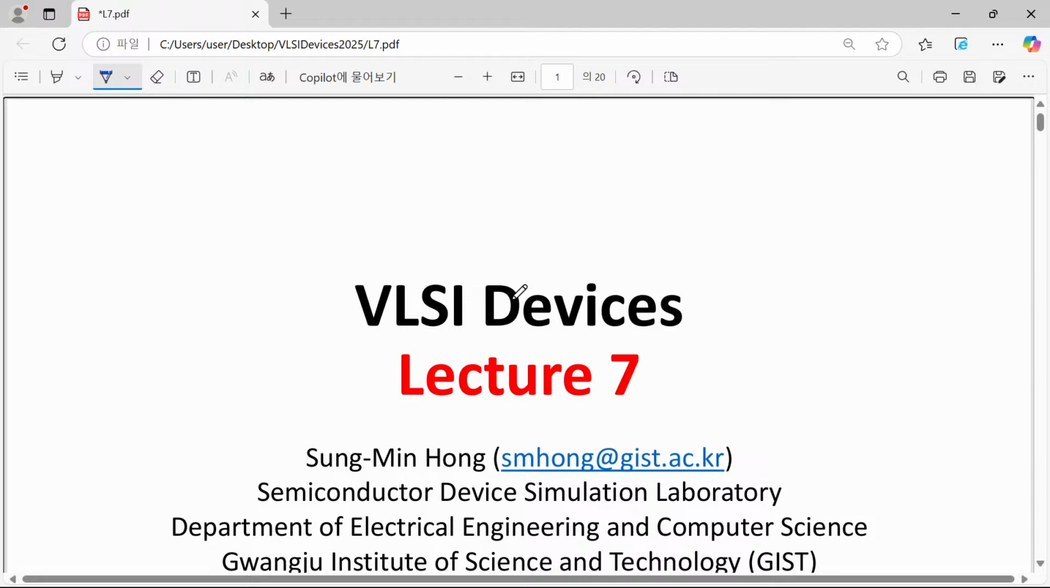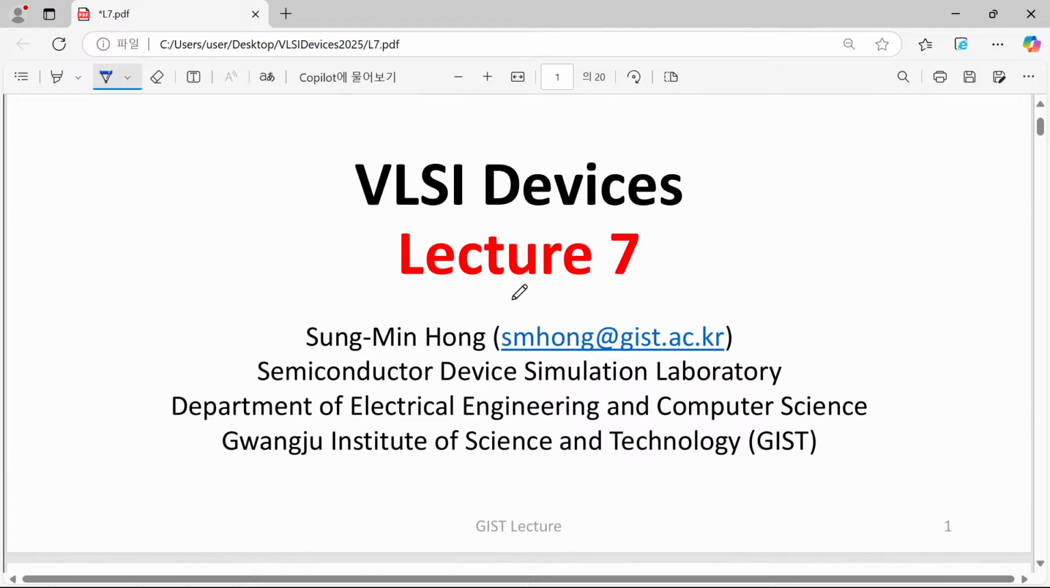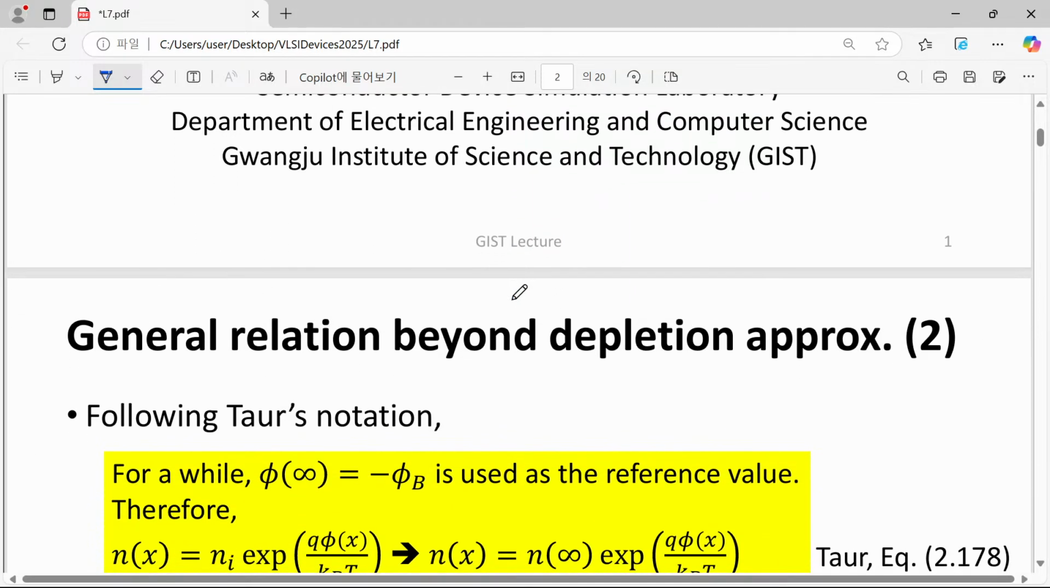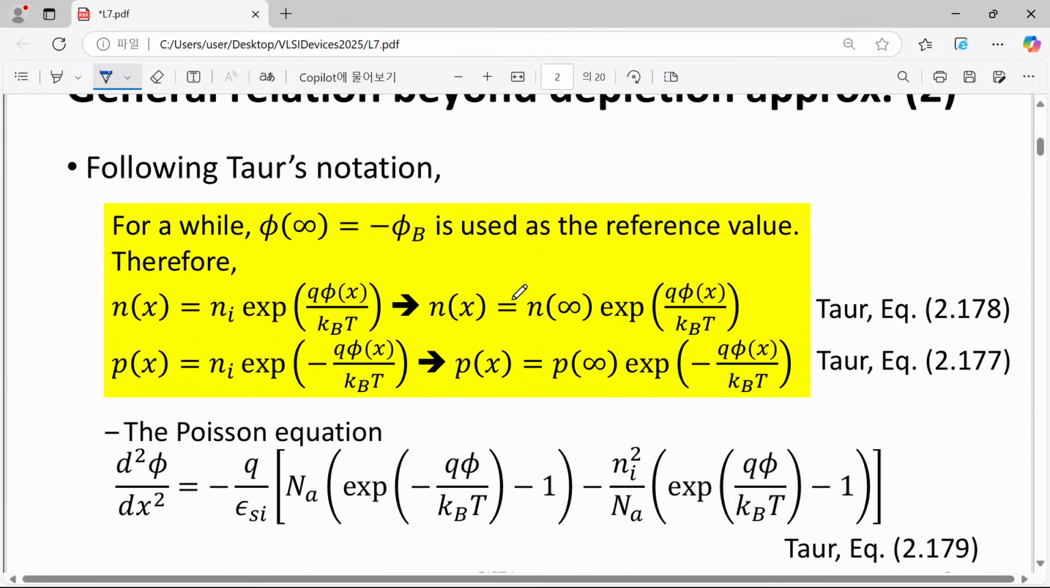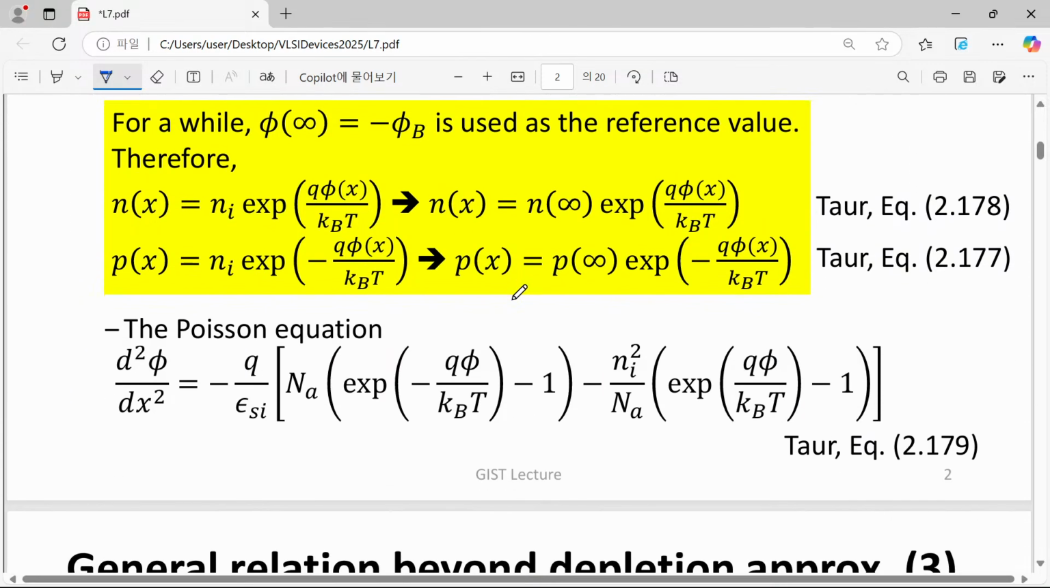Okay, so let's go to our lecture contents. Previously we have introduced the Poisson equation. Of course, the Poisson equation can have a more general form, but when I write it down in this way, it is already considering a certain form of electron density and hole density. So here we have an expression for electron density and hole density in terms of a function of a potential.